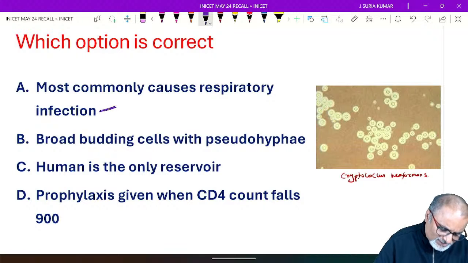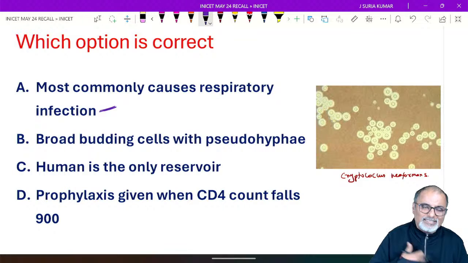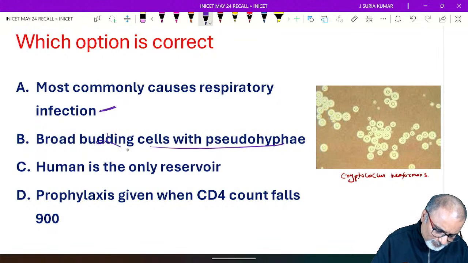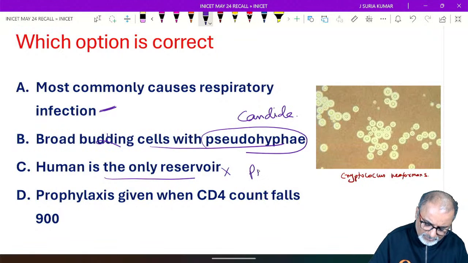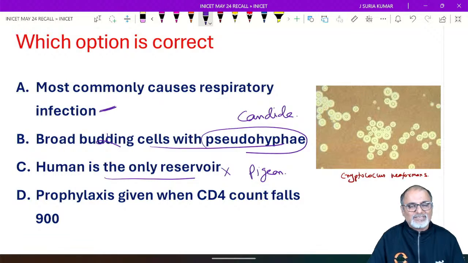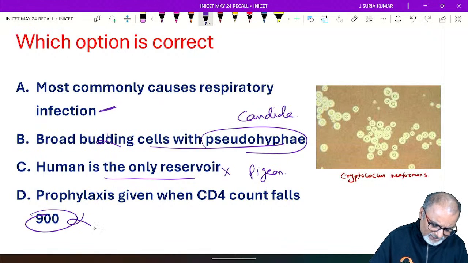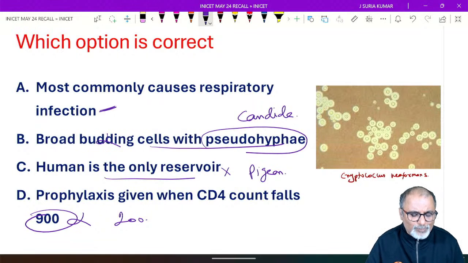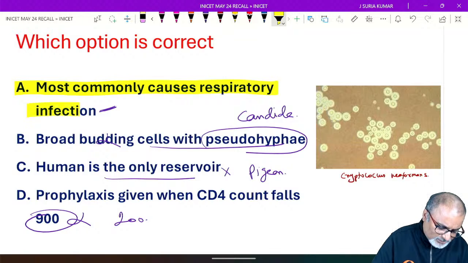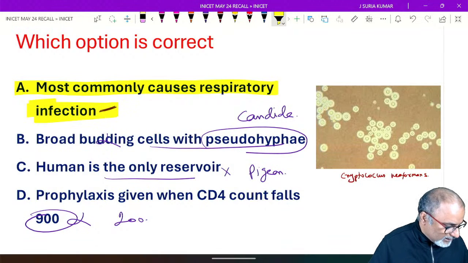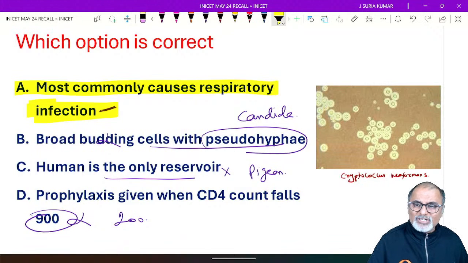Most commonly causes respiratory infection. Yes, the mode of transmission is inhalation. It causes pneumonia, then disseminates. Broad budding cells with pseudohyphae? No, pseudohyphae are seen in Candida. Human is the only reservoir? No, pigeon. We get it from pigeon droppings, flowering eucalyptus trees. Prophylaxis given when CD4 count falls below 200. So among the choices, the correct option is that it most commonly causes respiratory infection. Pseudohyphae we can see in Candida, not in Cryptococcus. India ink is a negative stain, demonstrating the capsule of Cryptococcus.